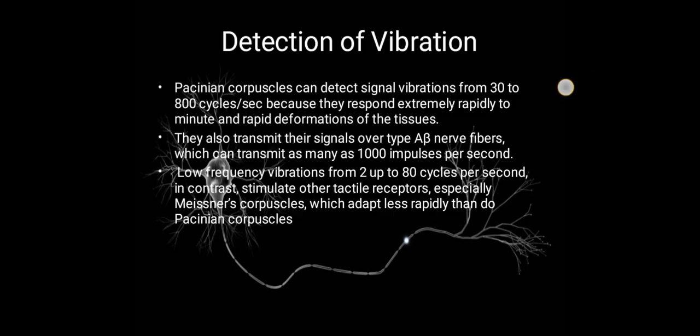Pacinian corpuscles can detect signal variations from 30 to 800 cycles per second because they respond extremely rapidly to minute and rapid deformations of the tissues. They also transmit their signals over type A beta nerve fibers, which can transmit as many as 1000 impulses per second. Low frequency vibrations from 2 to 80 cycles per second, in contrast, stimulate other tactile receptors, especially Meissner's corpuscles, which adapt less rapidly than do Pacinian corpuscles.